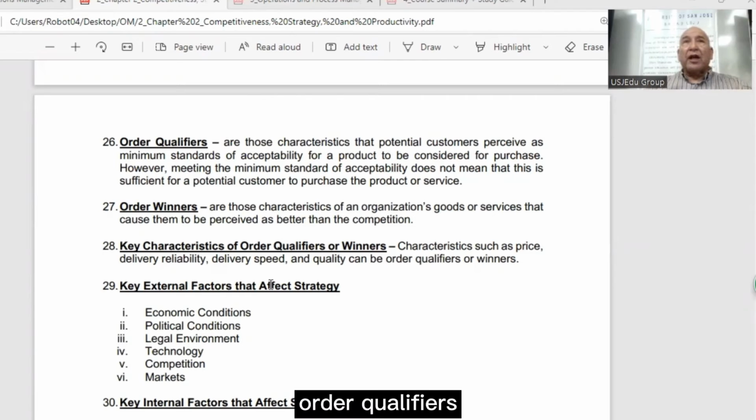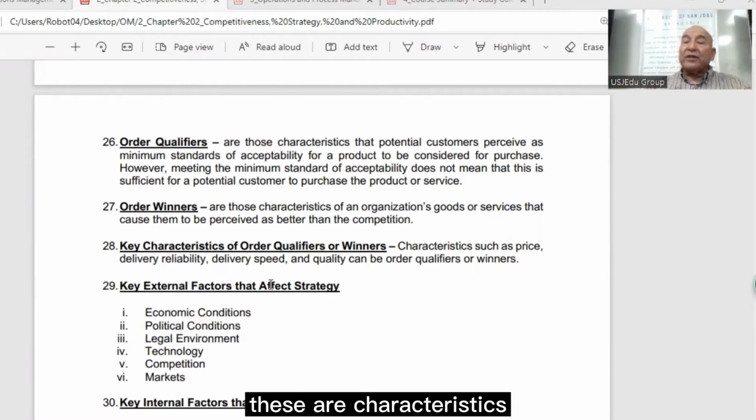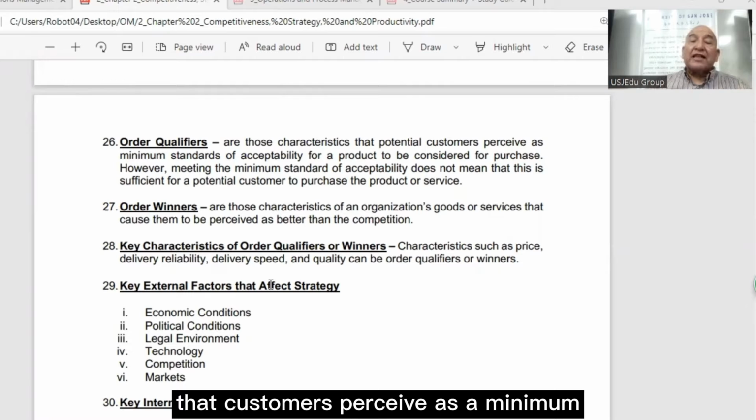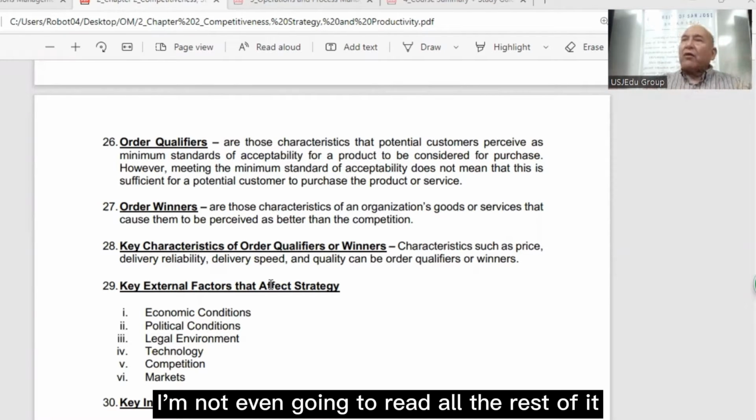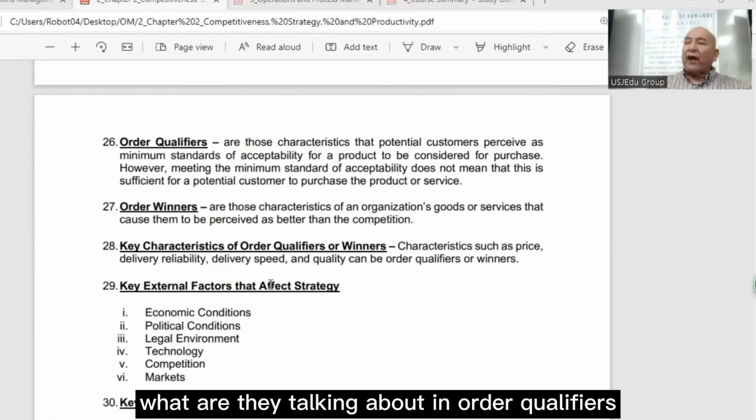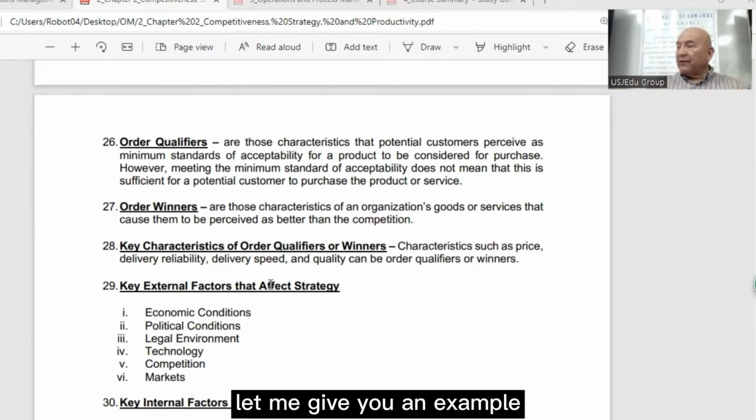Order qualifiers. And what are those? These are characteristics that customers perceive as a minimum standard of acceptability. What are they talking about in order qualifiers? Let me give you an example.